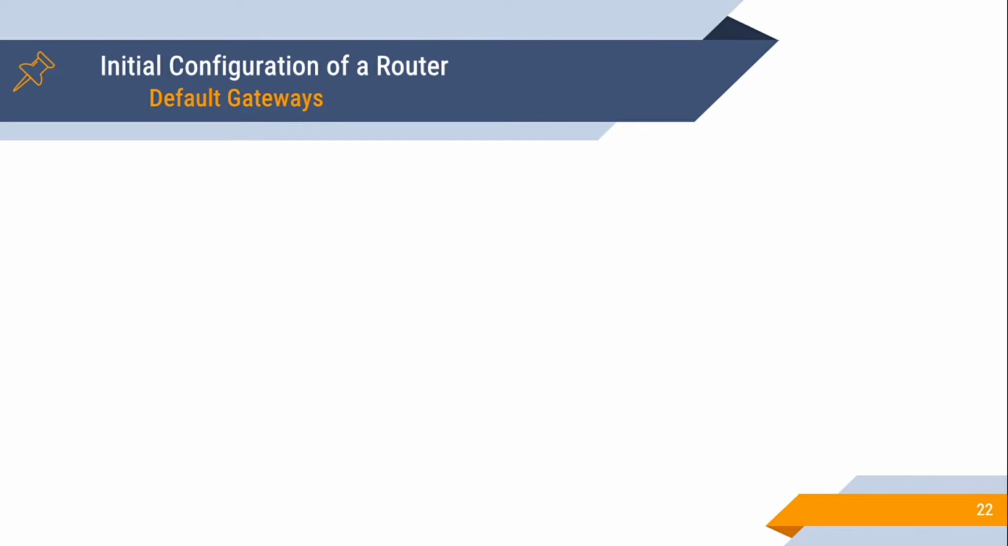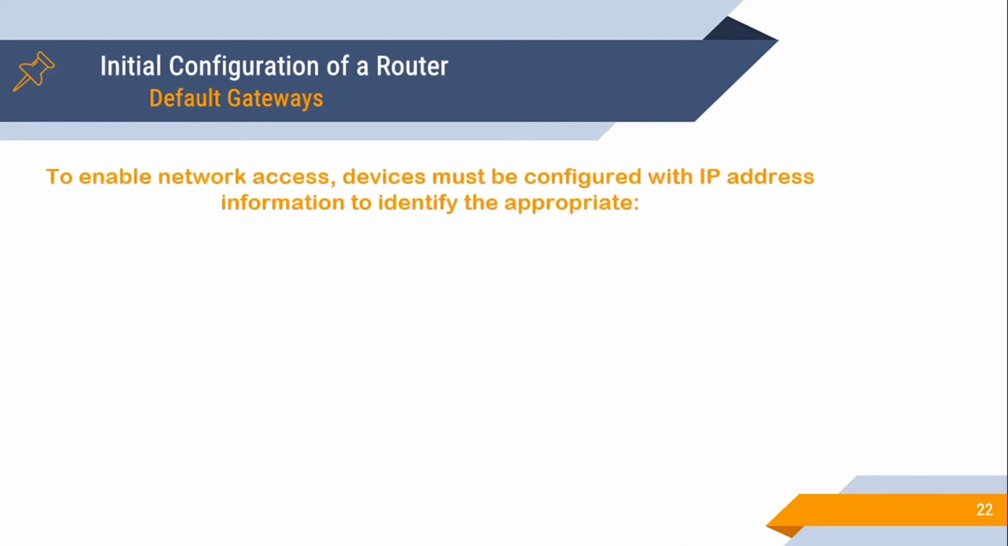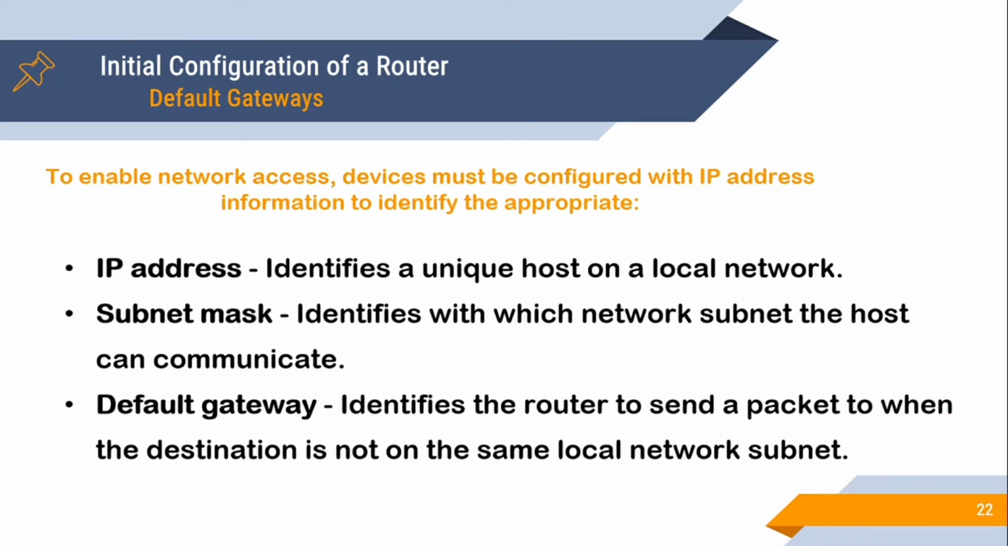To enable network access, devices must be configured with IP address information to identify the appropriate host. The IP address identifies a unique host in a local network. The subnet mask identifies with which network subnet the host can communicate. The default gateway identifies the router to send a packet to when the destination is not on the same local network subnet.